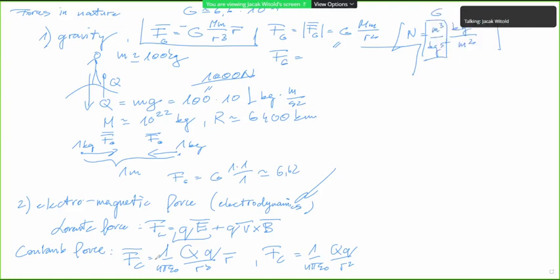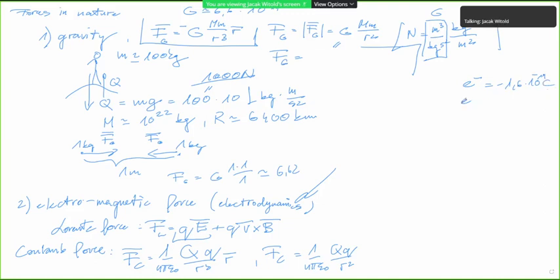What's different here is this is not universally attractive, because Q can be of either sign. Like mass can be only positive, charges can be negative as well, and the elementary charge, the charge of the electron, negative, is minus 1.6 multiplied by 10 to minus 19 coulombs.